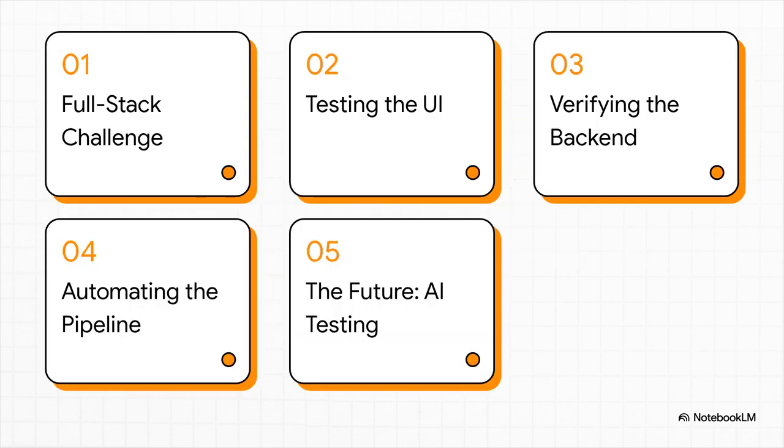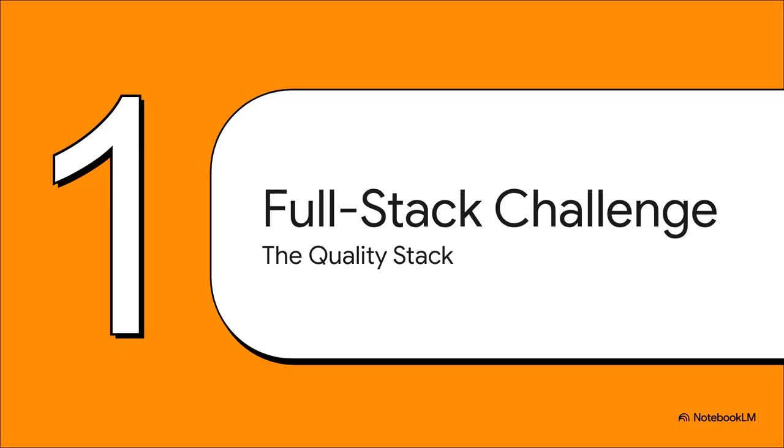So here's our game plan. We'll start with the big picture, the full stack challenge. Then we're going to peel back the layers, one by one, from the UI down to the back end. After that, we'll see how to put this whole thing on autopilot before we peek into the future and see where AI fits in. First up, let's really frame the problem here by digging into what we actually mean when we say the quality stack.